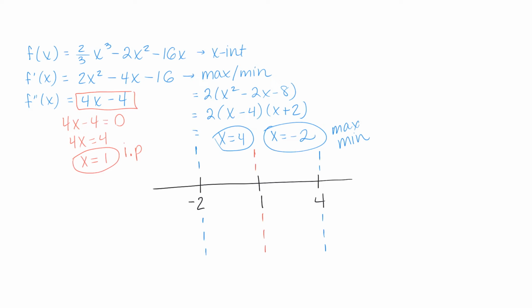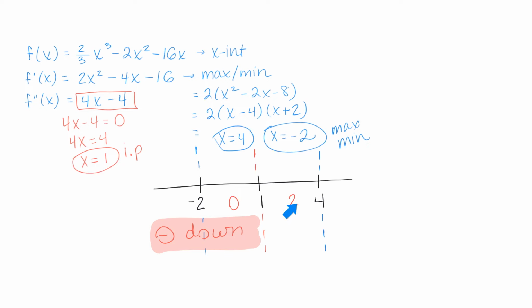The test points we're going to choose are maybe 0 and 2, and I'm going to plug those into my second derivative. So I'm going to plug my 0 in here. That's 4 times 0 is 0 minus 4, which is negative. So this whole side is negative, and it's going to be concave down.